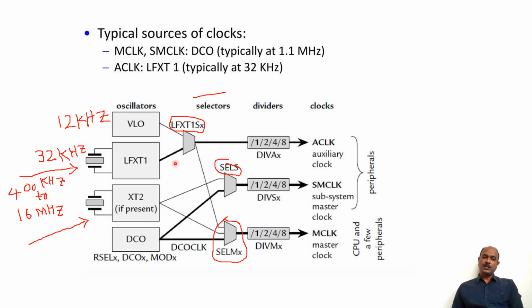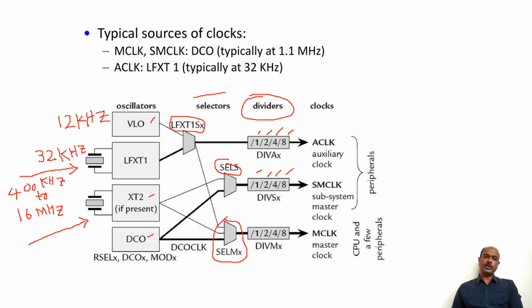In this way, the frequency generated by these oscillators can be divided by using these dividers. The ACLK will be generated by VLO or LFXT1, and we can divide it by either 1, 2, 4 or 8. Similarly, this SMCLK can be generated by using either XT2 or DCO. Then we can divide the oscillator output by either 1, 2, 4 or 8. Similarly, this MCLK can be generated by any one of the oscillators here.